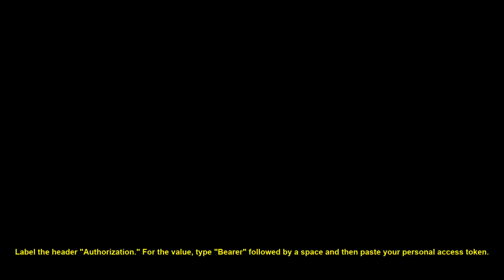In the Headers section of your request, add a new header. Label the header Authorization. For the value, type bearer followed by a space and then paste your personal access token. Ensure your API request is correctly formatted and contains all necessary information. Send the request to the Linode API.